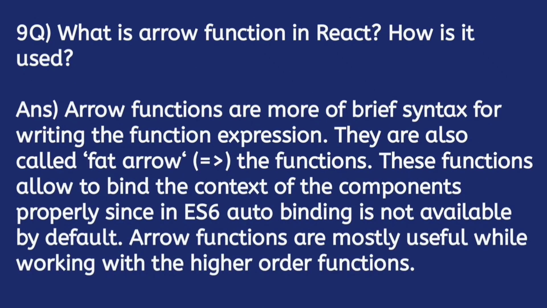What is arrow function in React and how is it used? Arrow functions are more of a brief syntax for writing the function expression. They are also called fat arrow functions. These functions allow to bind the context of components properly since in ES6, auto binding is not available by default. Arrow functions are mostly useful while working with higher order functions.